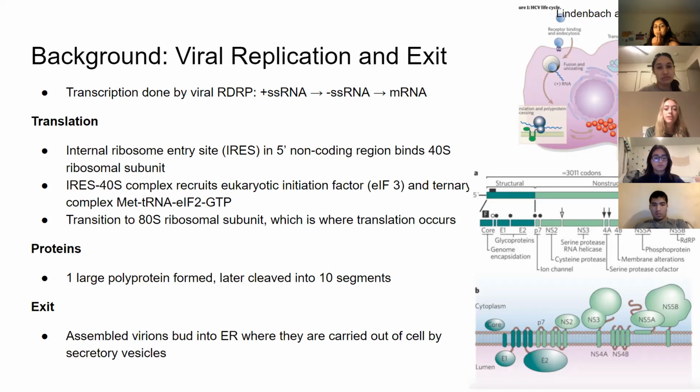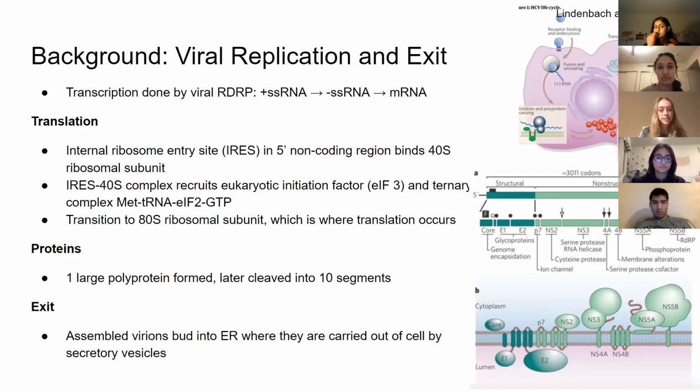The HCV virus has something called the IRES, or the internal ribosome entry site, in its 5' non-coding region, which first binds the 40S ribosomal subunit. This complex then recruits the eukaryotic initiation factor 3 and the ternary complex with methionine tRNA, eukaryotic initiation factor 2, and GTP. These all converge and then transition to the 60S ribosomal subunit where translation actually is initiated.